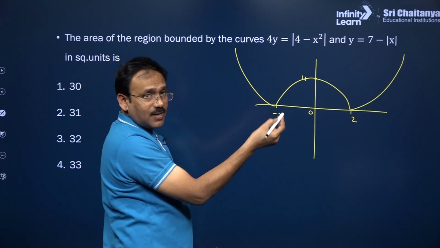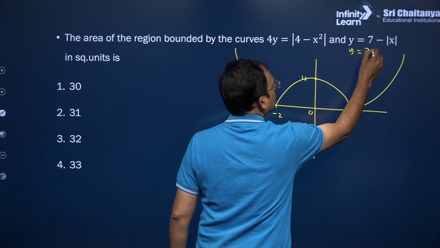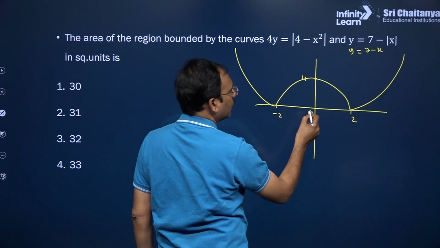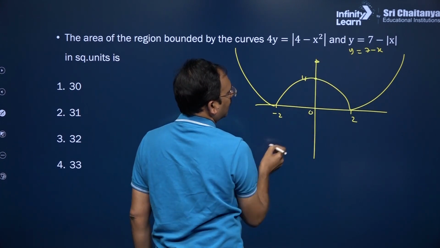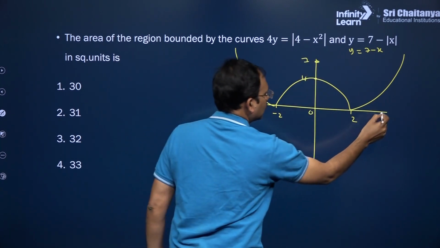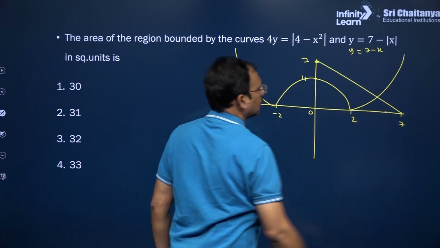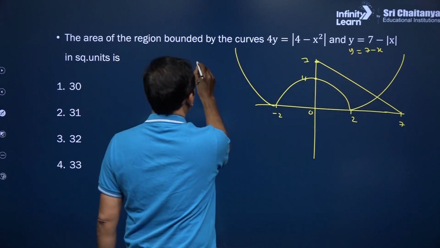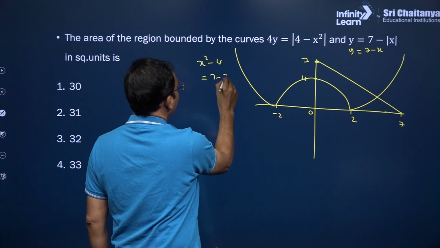Next, 7 minus mod x. When x is positive, it is going to be y is equal to 7 minus x itself, which is a straight line with negative slope. At x is equal to 0, it is going to be 7, my dear friends. When x is equal to 7, it is 0. Yes, you just check where these two will be equal. This is going to be x square minus 4 and this is going to be 7 minus x.